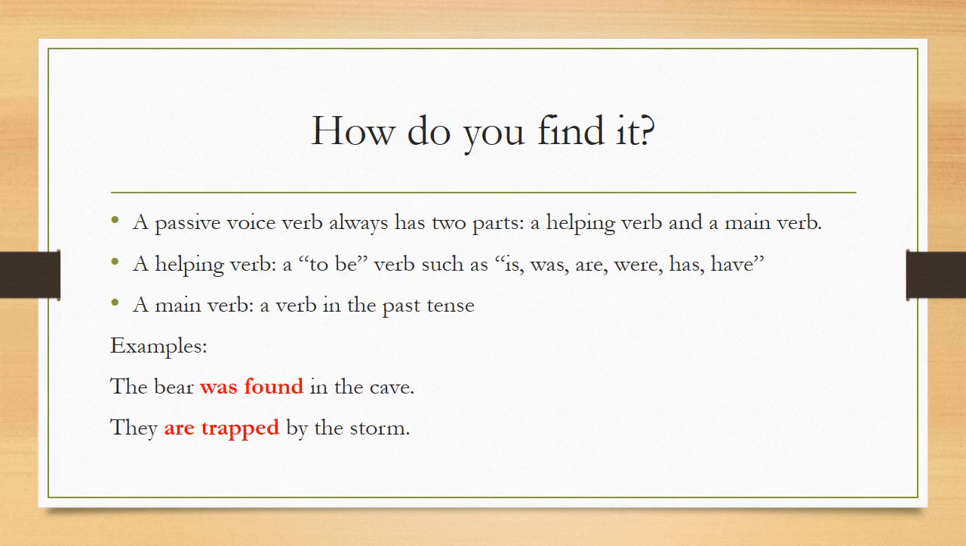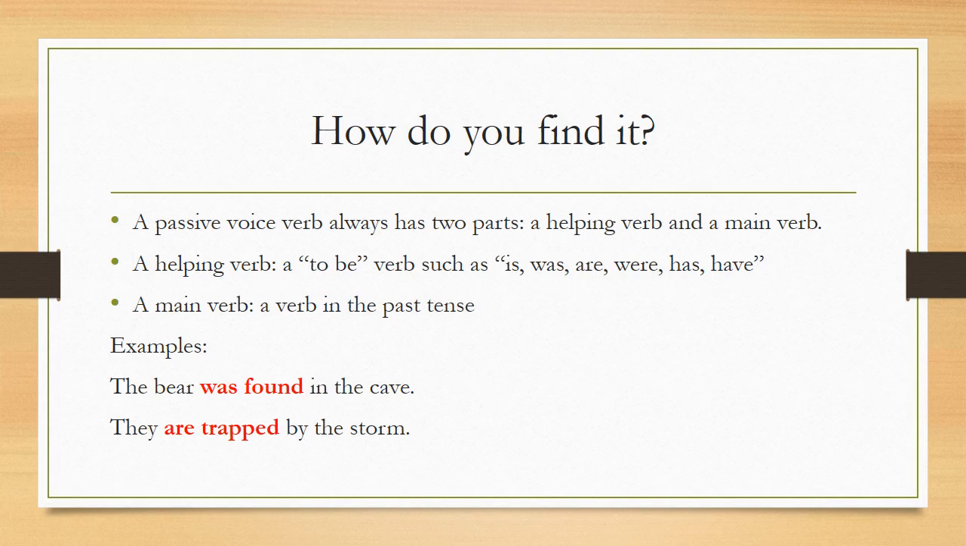Now that we know what passive voice is, we need to learn how to locate it in our writing. The first thing to look for when trying to find passive voice is a verb with two parts. Passive voice verbs always have a helping verb and a main verb. The helping verb will be a to be verb, such as was, are, were, has, or have. The main verb will always be a verb in the past tense.